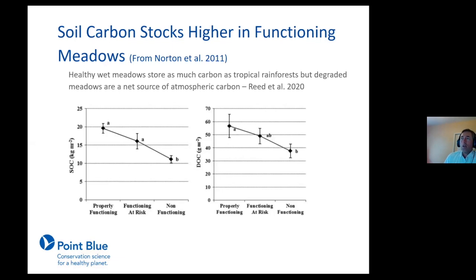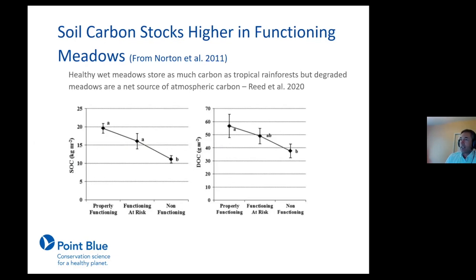So soil carbon has become a big deal. 25, 30 years ago, we wouldn't have been talking so much about this. The soil scientists would have been talking about this, but the rest of us, ecologists and conservationists, probably weren't talking too much about the importance of sequestering carbon in the soils of Sierra meadows. But now it's become a huge deal in California. And soil carbon stocks, what we're finding from a lot of studies, are much higher in functioning meadows, those wet conditions. The happy meadow that Jack just showed us stores and holds a lot more soil carbon.